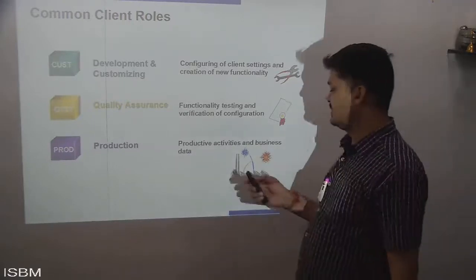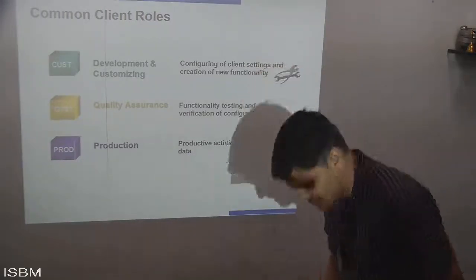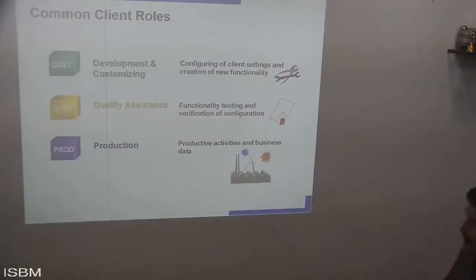Then we have three common client roles. What exactly is the role of the clients? You can see there are three servers in the SAP. SAP has three servers. Number one is the Cust, QT, ST, and prod. Cust stands for customizing. So here what we are doing, here we are developing our coding. We are doing the developing part over here in the customer server.